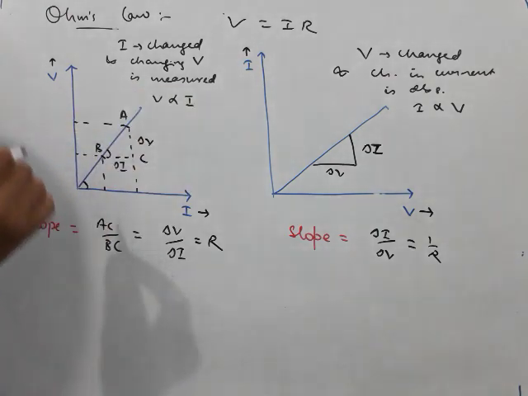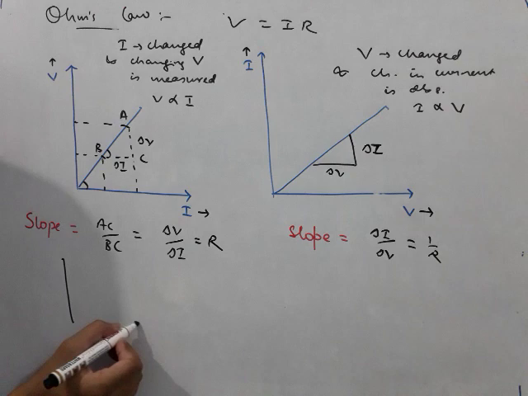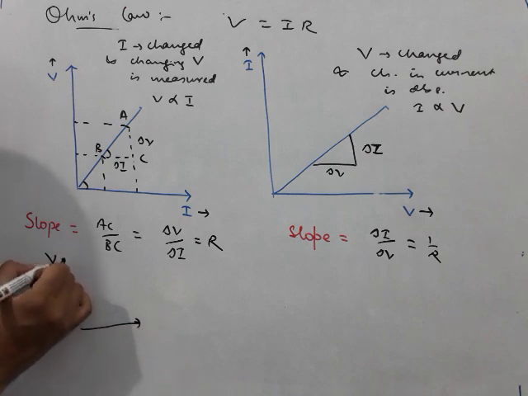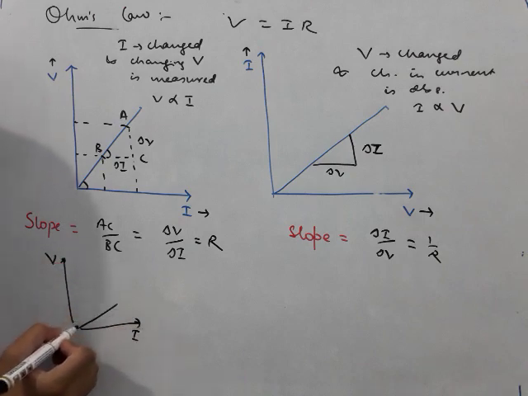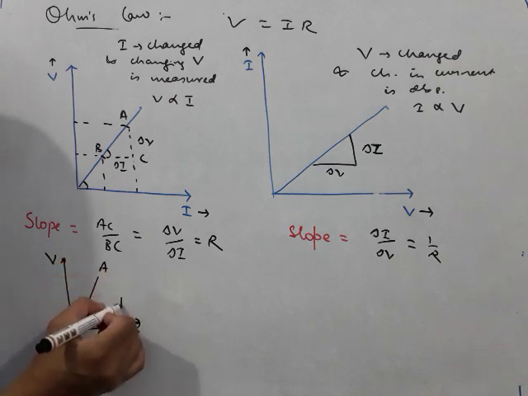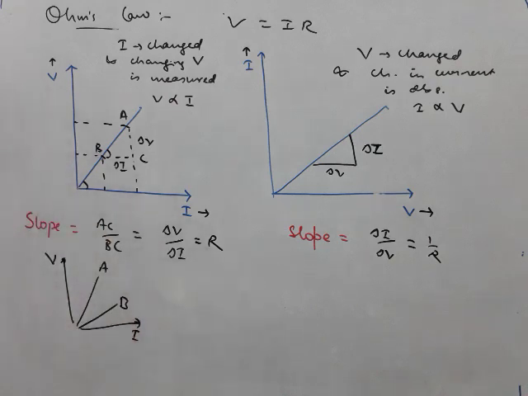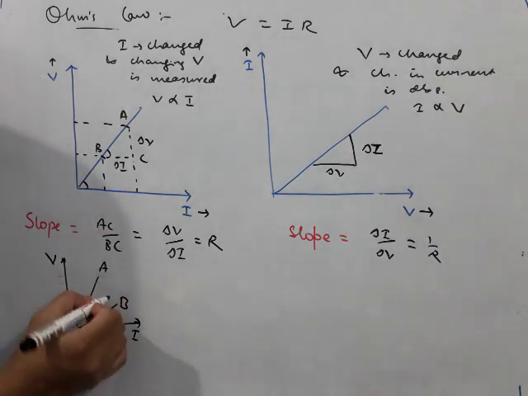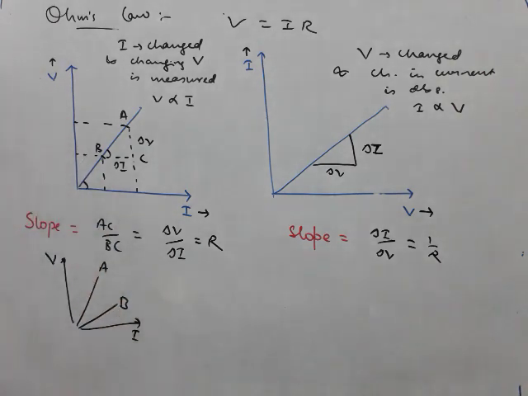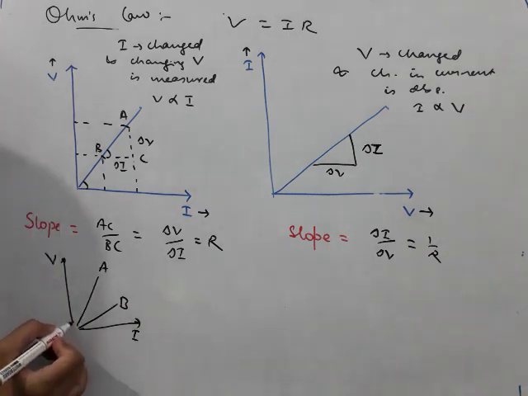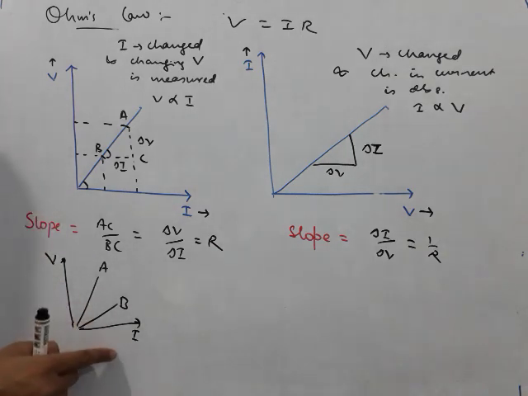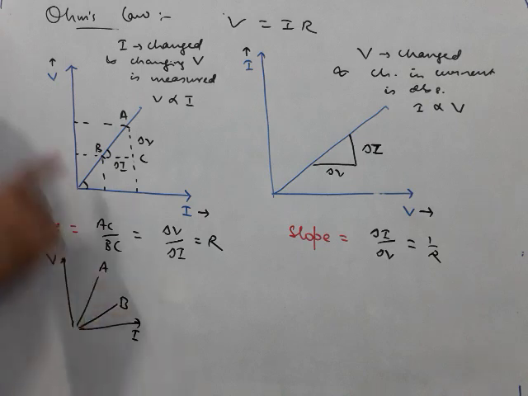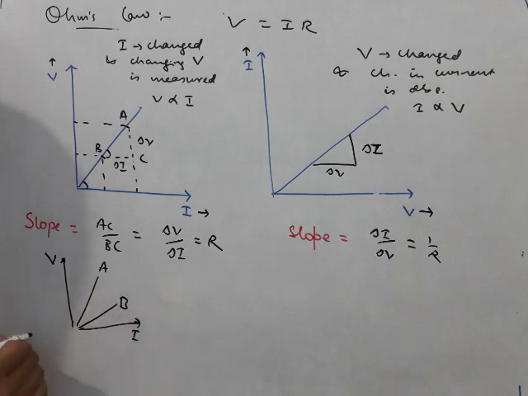So based on this I can give you two questions like this. Suppose we have VI graphs. V is here, I is here. And there are two graphs drawn for two different metals A and B. And you are asked to compare resistance of A and B. Now you see, this graph is V versus I. So V depends upon I. So it is this one. For this slope gives R. Slope is equal to R.